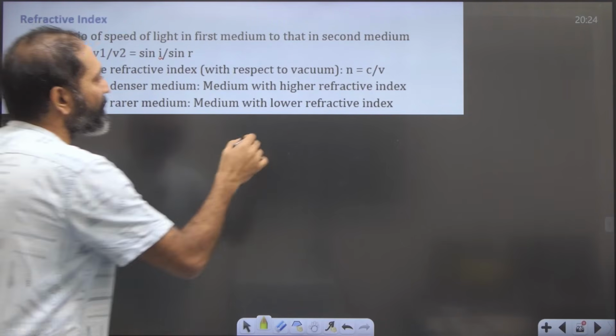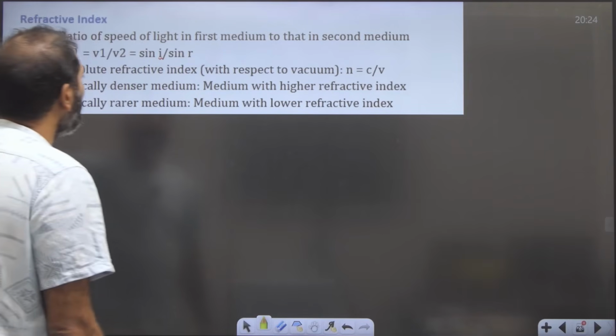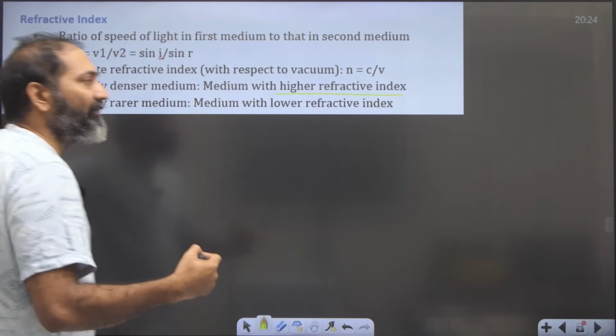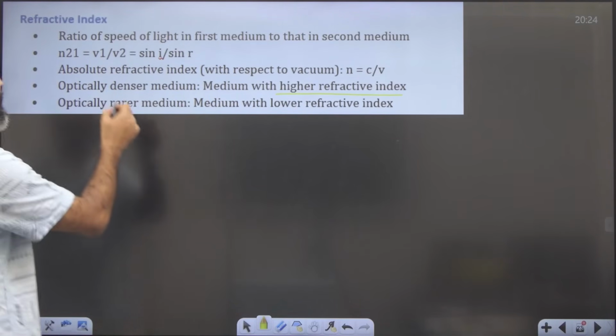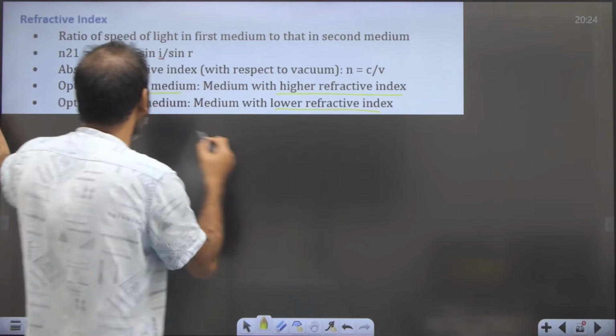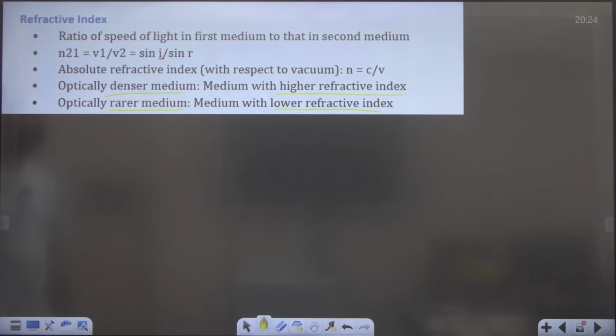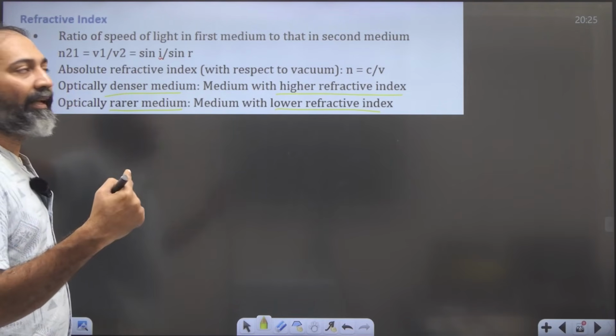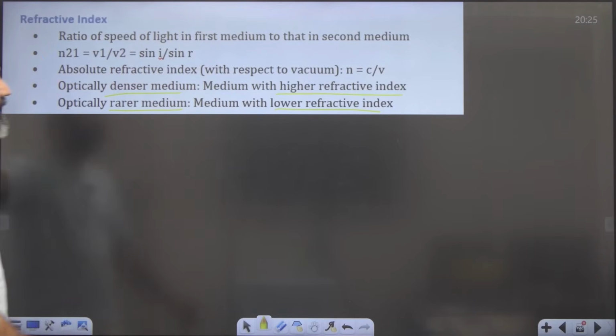Absolute refractive index with respect to vacuum, n equal to c by v. Optically denser medium means what? A medium with higher refractive index. If a medium has a high refractive index, we call it a denser medium. If a medium has a low refractive index, we call it a rarer medium. Optically denser means denser medium. Optically rarer means rarer medium. A rarer medium will have a low refractive index. A denser medium will have a high refractive index. Then the ratio of the sine of the angle of incidence to the sine of the angle of refraction is a constant called the refractive index. That law is called Snell's law.